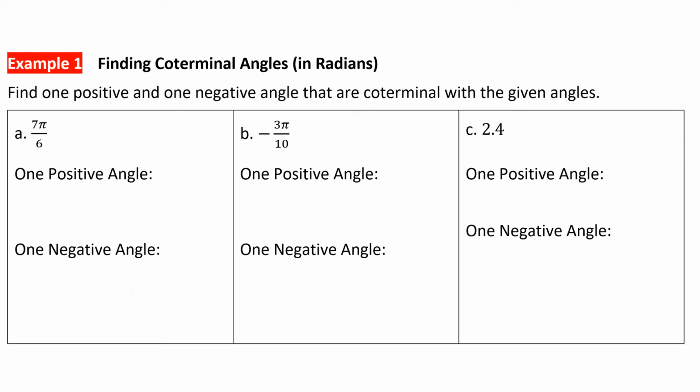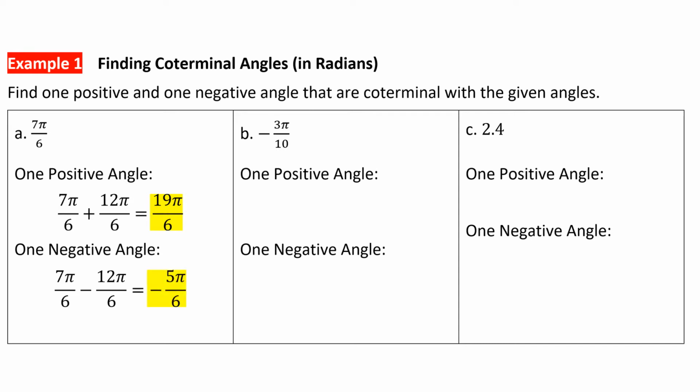So if we start off with 7 pi over 6, what's another angle in radians that's coterminal with that? Well, what we want to do is add another revolution. In radians, that's 2 pi. So if we have 7 pi over 6, 2 pi with a common denominator would be 12 pi over 6. So when we add those together, we come to 19 pi over 6. It's the same idea if we want to go negative. We just simply subtract 2 pi, which would be 12 pi over 6. And when we do that, we come to negative 5 pi over 6.